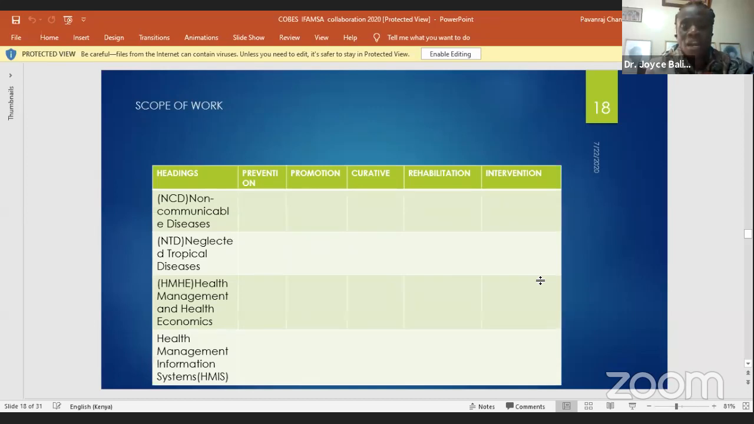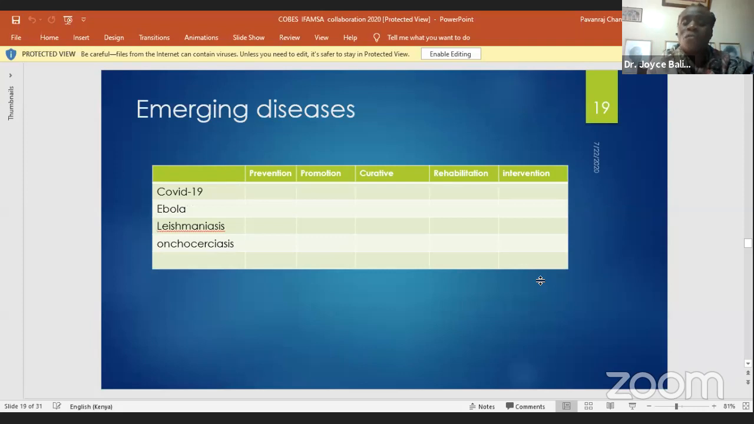And of course, we have to add non-communicable diseases, neglected tropical diseases, health management and health economics, health management information systems, followed, next slide. And of course, we have our emerging diseases, which are now giving us a run for our money. COVID-19, Ebola, leishmaniasis, and onchocerciasis. That is, in a nutshell, the scope.